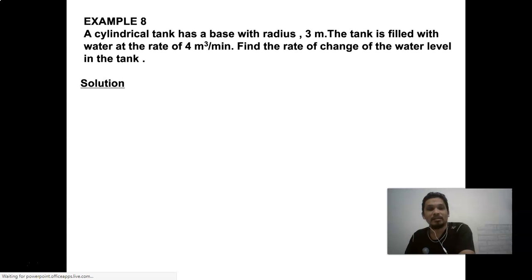A cylindrical tank has a base of radius 3 meter. The tank is filled with water at a rate of 4 meter cube per minute. Find the rate of change of water level in the tank. Cylindrical tank.